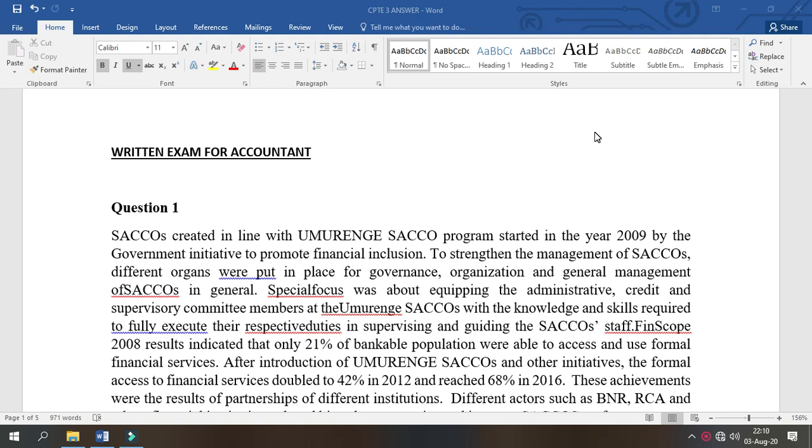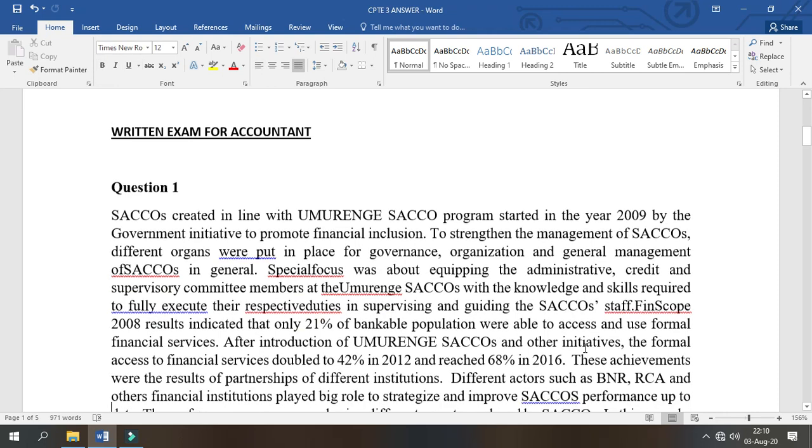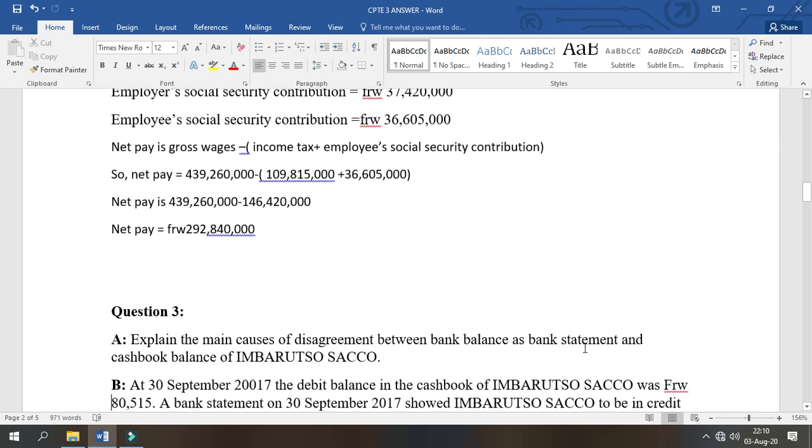Today we are going to give a suggested answer to this written exam for accountant questions. Dear friends, dear followers of this PATERA TV, this questionnaire contains 4 questions. The first question and last question are specific to circles, but the second question and the third question are general questions to accountants.